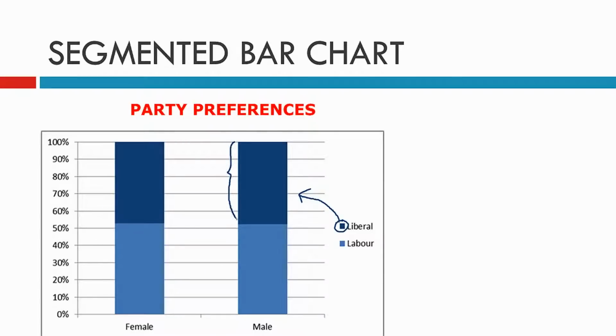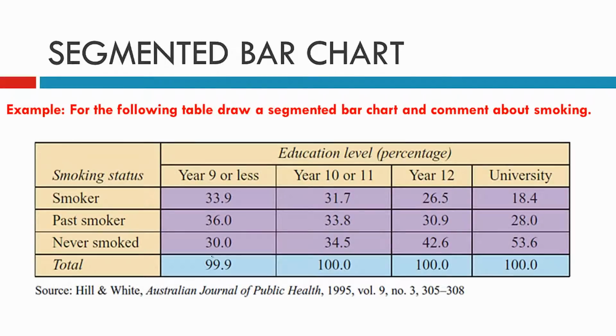You can see here what's been highlighted: that is the males and Liberal, which were 47.8. So that's 47.8, and the bottom section was 52.2. And the same for the females. We won't go through that one, but that's how the bar chart is.